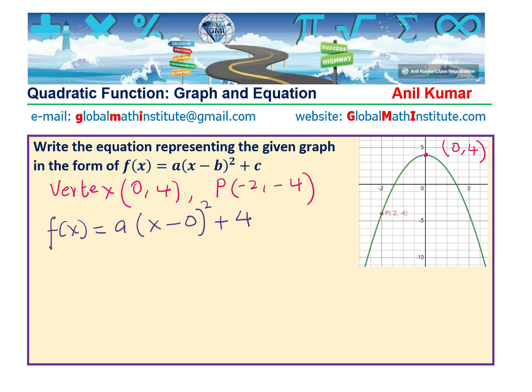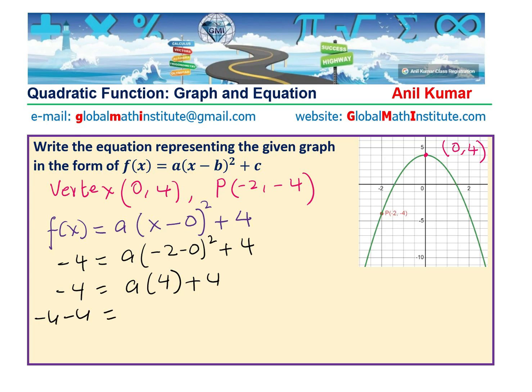Now substituting the given point (-2, -4), the x value is -2 and y is -4. So -4 equals a times (-2 - 0)² plus 4. So we have -4 equals a times 4, since (-2)² is 4, plus 4. Taking 4 to the left side, we get -8 equals 4a. So a is -2.